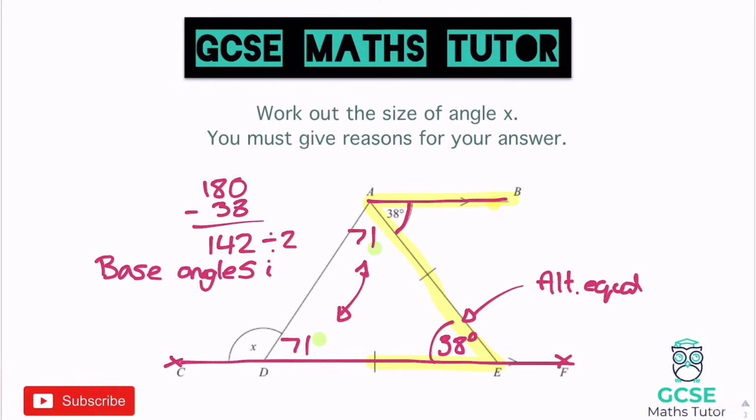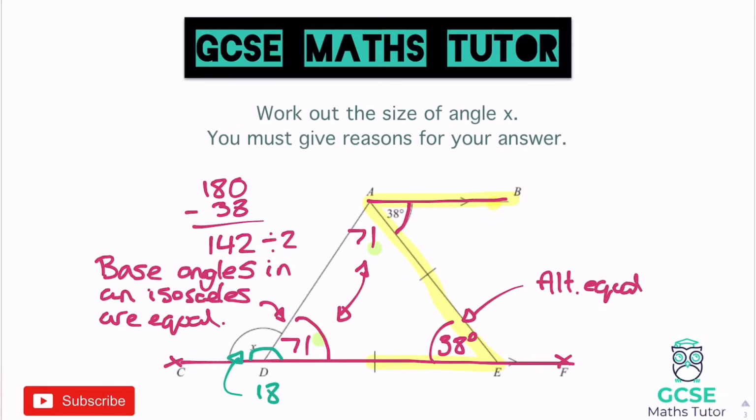There we go, base angles in an isosceles are equal. There we are, and that's my reason for getting the 71 here. So they're both the same. Now we can finish this question off, because obviously this is a straight line, so just next to that 71 there we have two angles together, and they both have to add up to 180. So this one here I can find straight away.